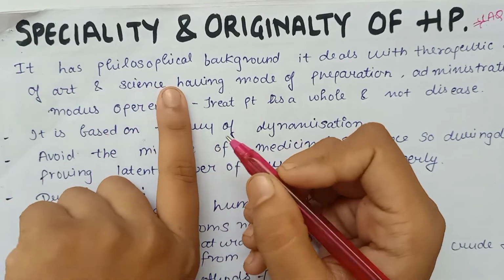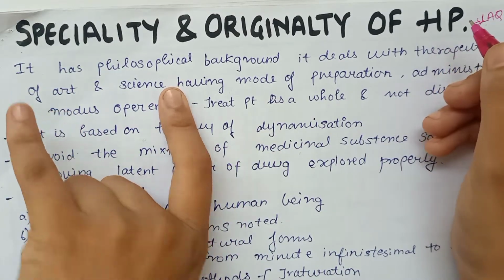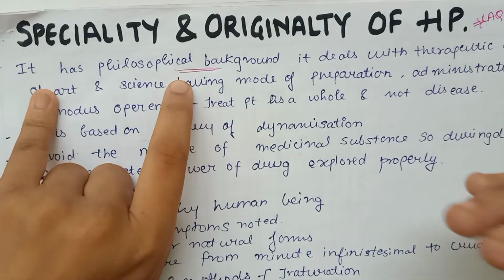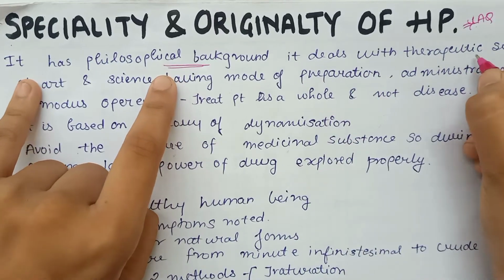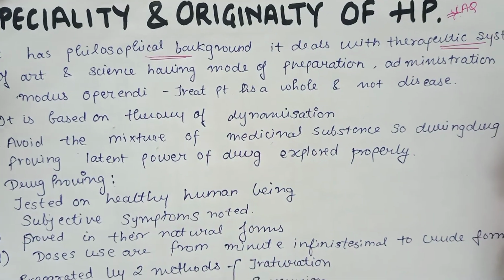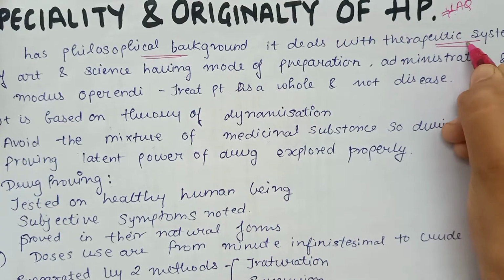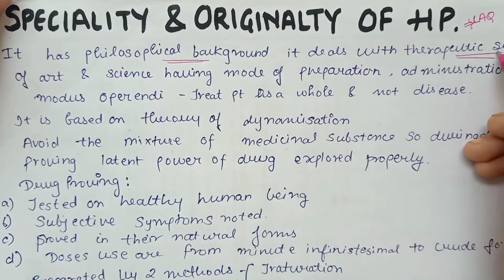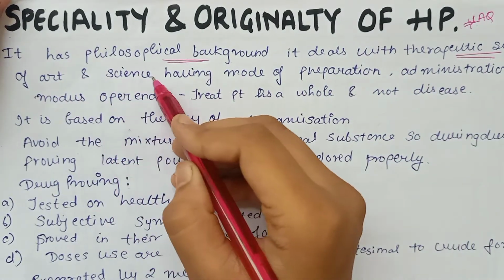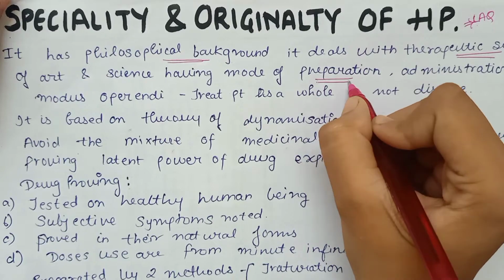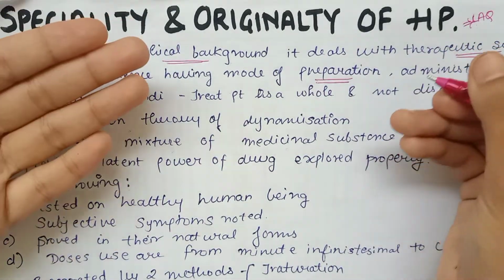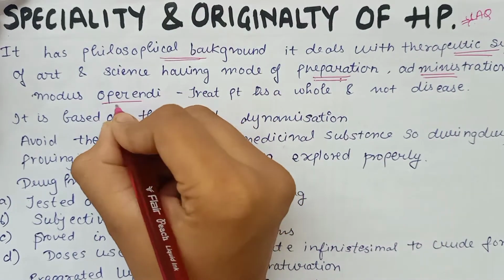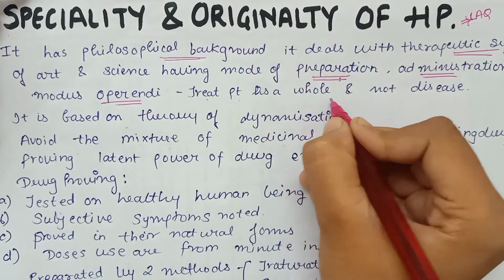We'll see what homeopathic pharmacy is. It has a philosophical background. It deals with the therapeutic system of art and science having a mode of preparation. We study the preparation, administration and modus operandi: treat the patient as a whole and not the disease.